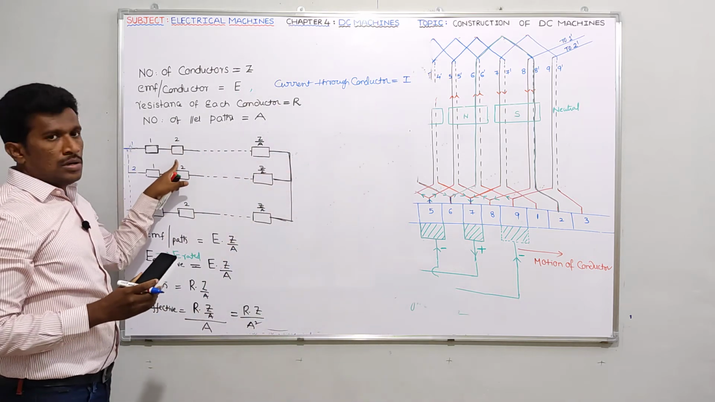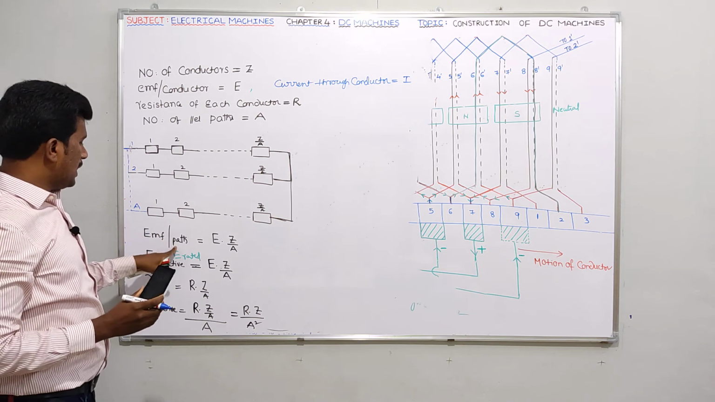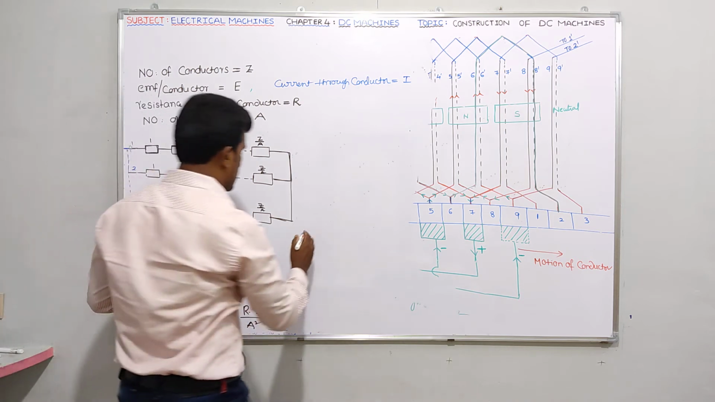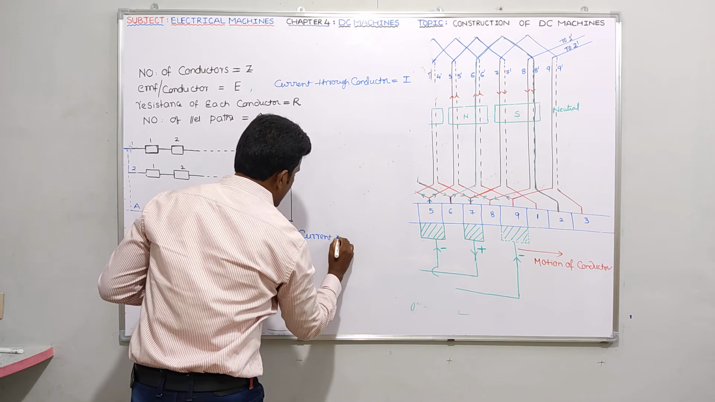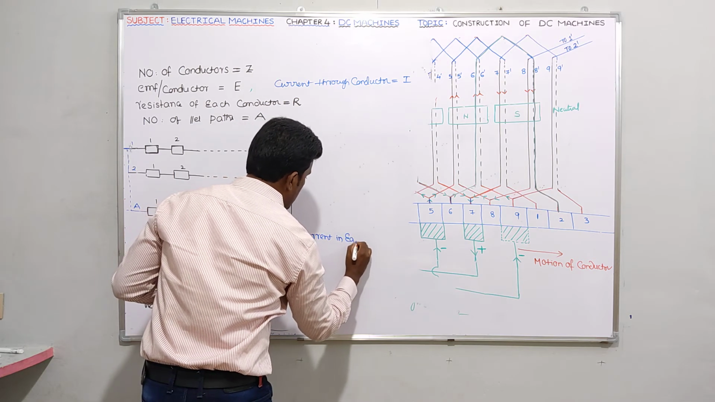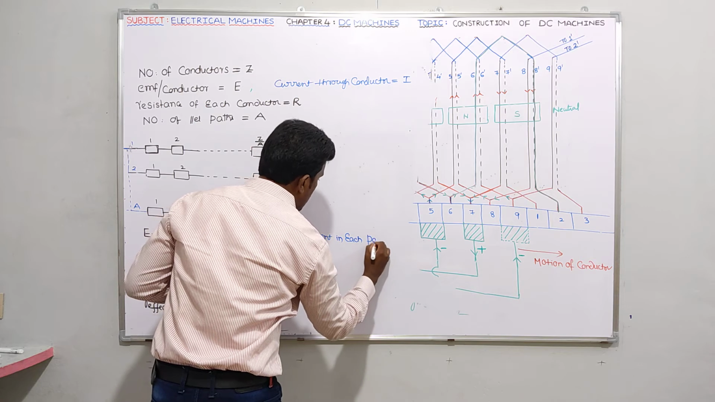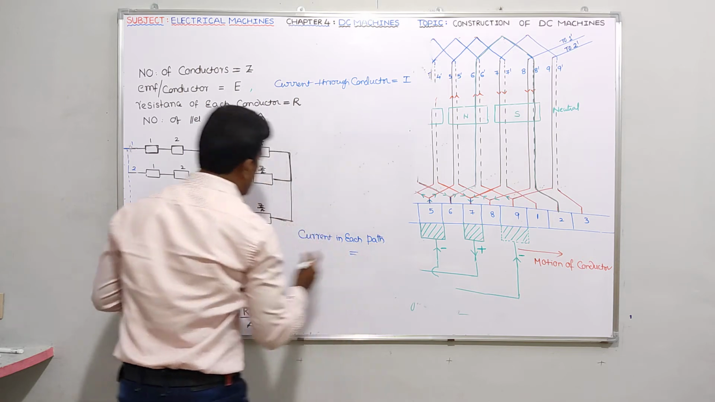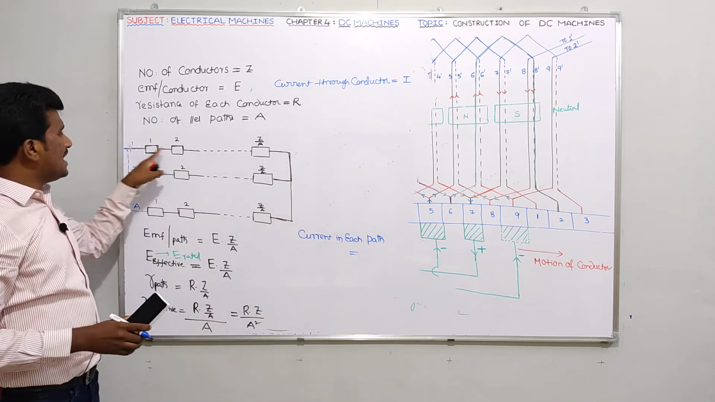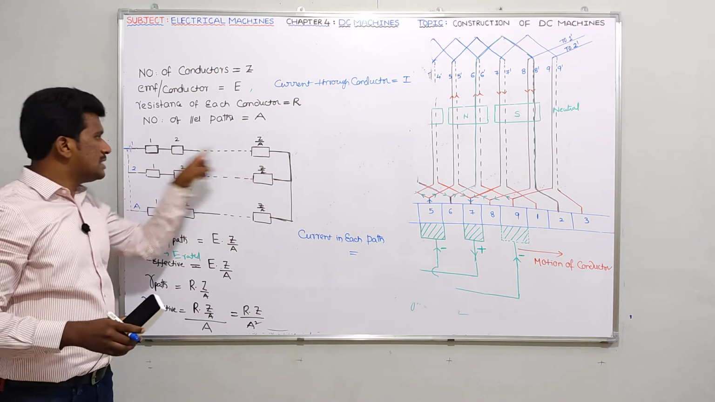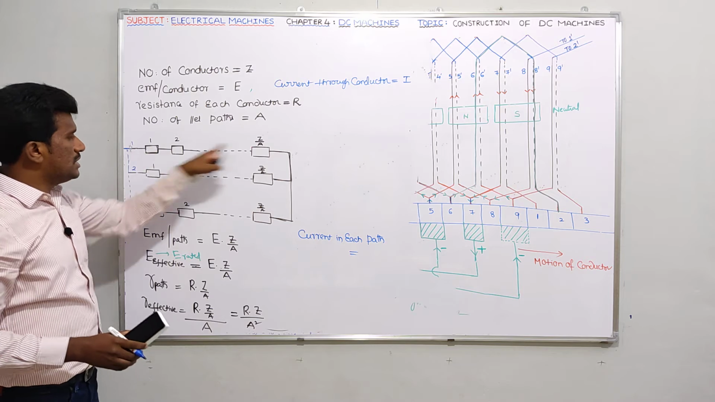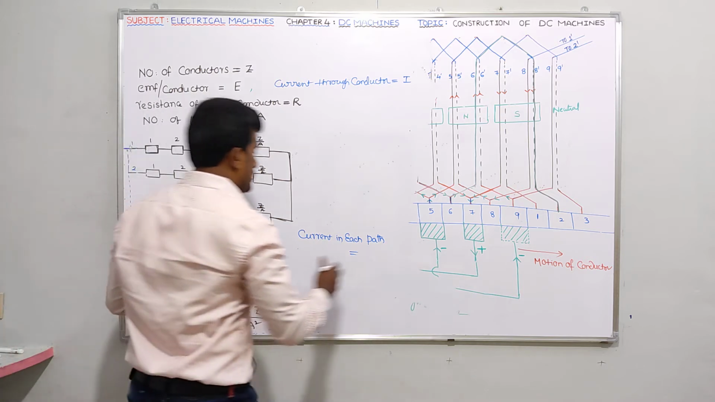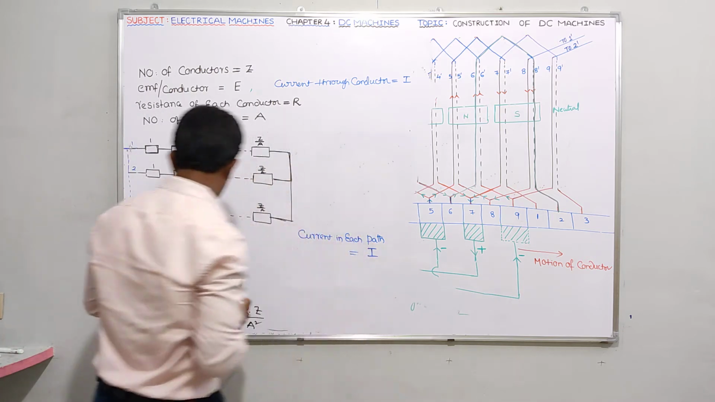So tell me what about current per path. Current in each parallel path, I am asking. Current in each path equals how much? Very simple. In each path, though there are Z by A conductors, they are in series. Therefore, the current will not change. Whatever current flows through each conductor will be the same. So once again, the current in each path equals I only.